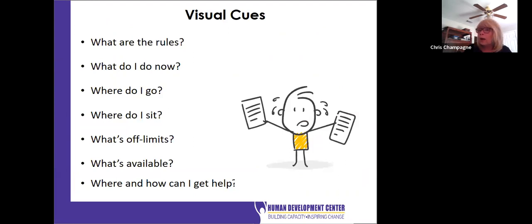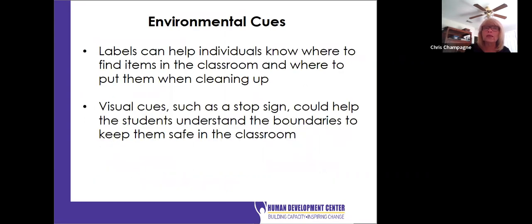So again, the kinds of visual supports we're focusing on today are visual cues. Visual cues can do things like tell what the rules are, tell what is coming next, tell a student where they're supposed to be or go, where they're supposed to sit, what is off limits, what's available, and where and how can I get help? And we're going to look at some examples of these.